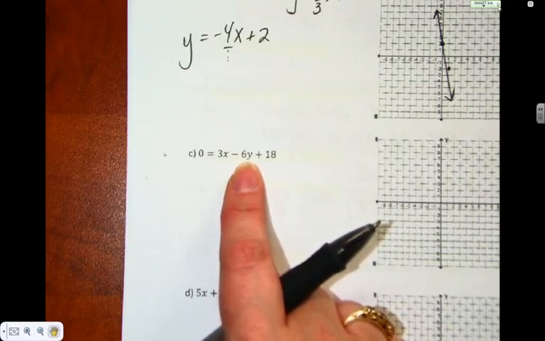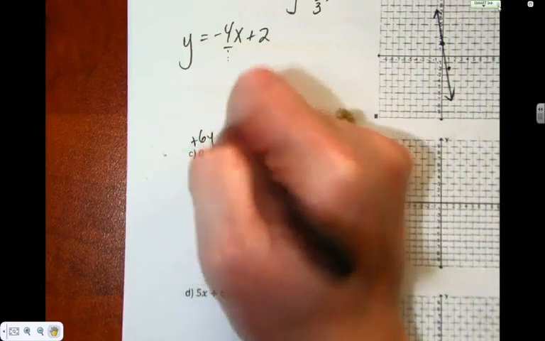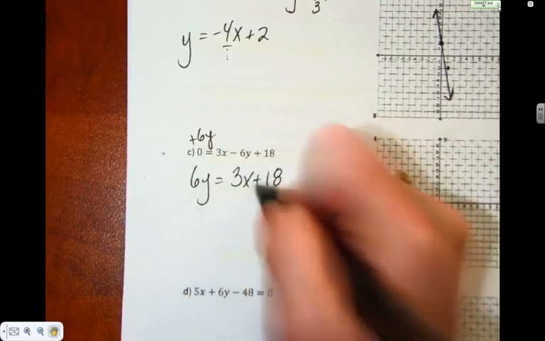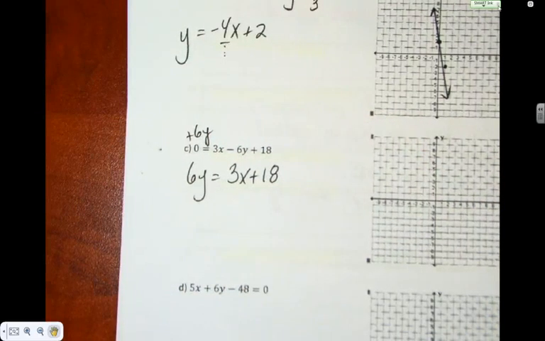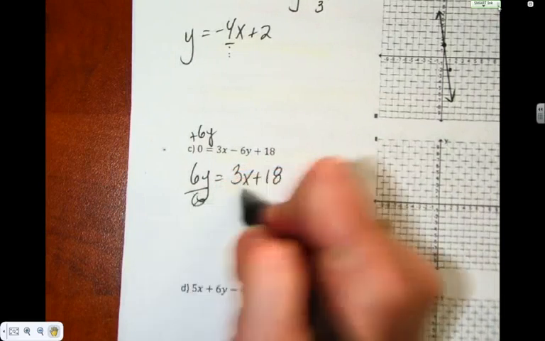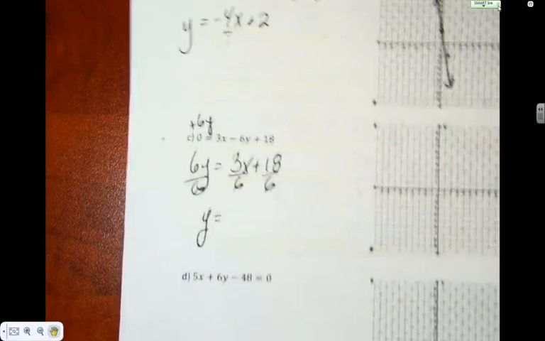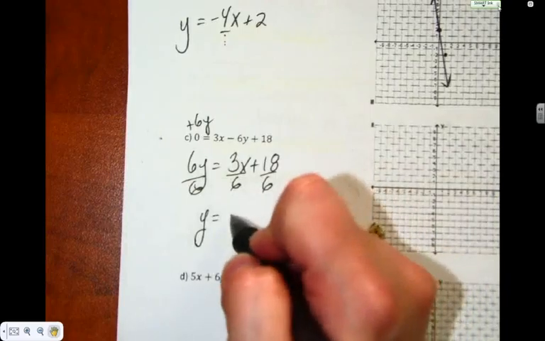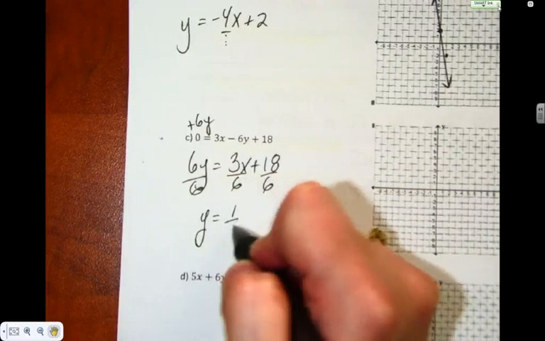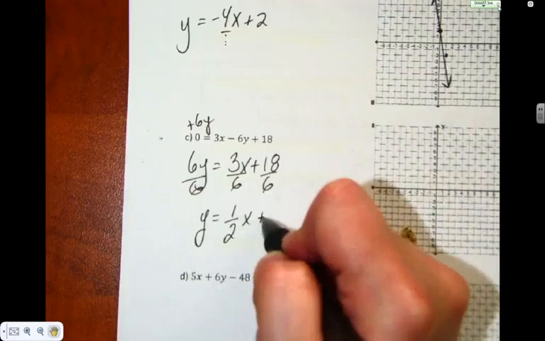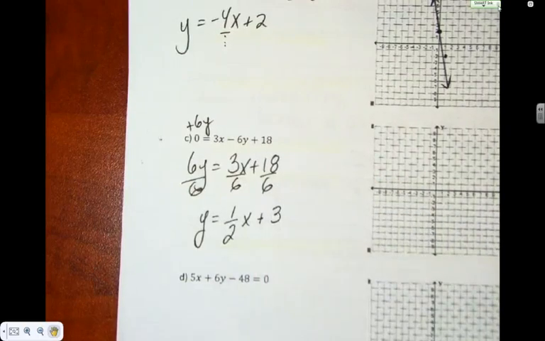What's the opposite of subtracting 6y? Adding 6y. What do I need to divide by? Can I reduce 3 on 6? Can I reduce 18 on 6? Graph it.